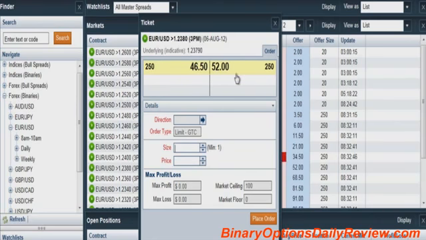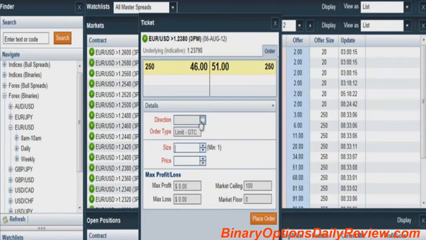I could pay $52 for this particular trade, which would mean I would make $48 profit if I won the trade. So in that case, I would be making $48 or 92% on my money if this particular trade happened. Now if it finishes below 123.80, then I would lose the trade, and the trade would expire at 0.